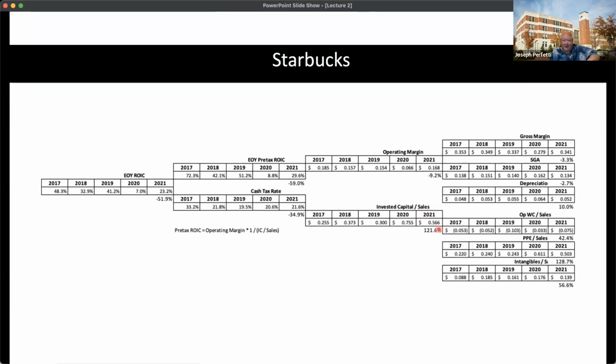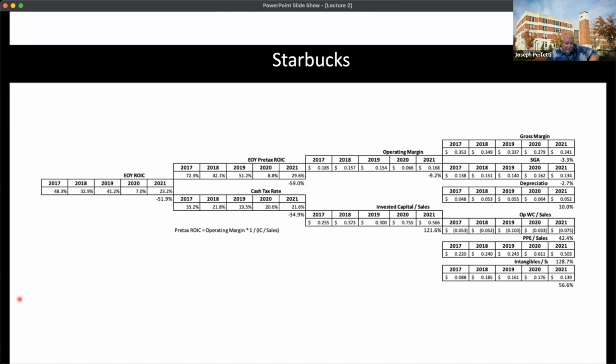So Starbucks is spending more than twice as much to sell the same products. And when they sell the product, they're making 1.7 cents less per dollar every time they sell a product. So they're making less, it costs them more to sell it, and that's why their pre-tax ROIC went down.